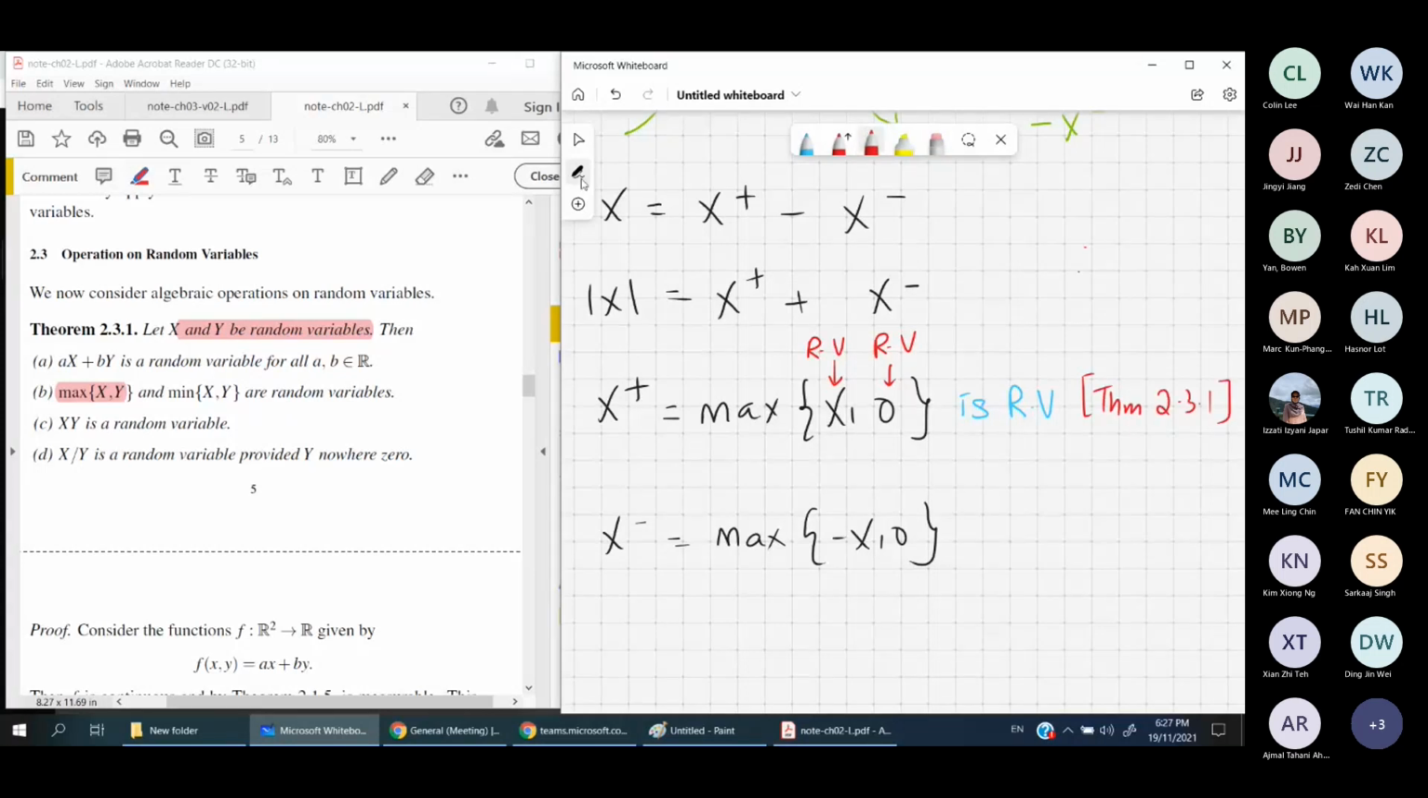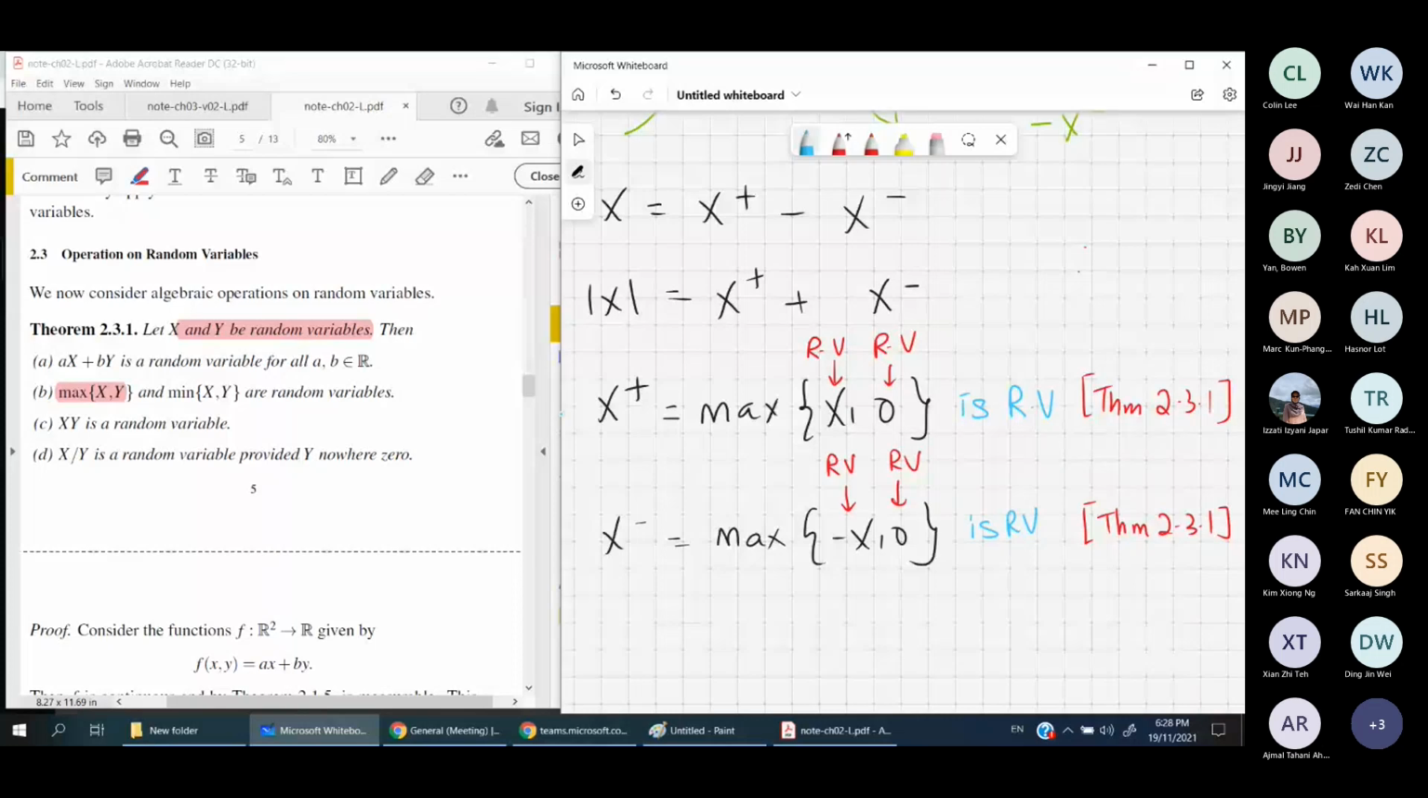Okay, likewise, x is a random variable, so that means we look at here, we're taking a to be minus 1, b to be 0, so minus of x must be a random variable. So we know this is also a random variable. And 0 is a random variable. So I think you agree with this, right? So then we can see this is also a random variable, by theorem 2.3.1.